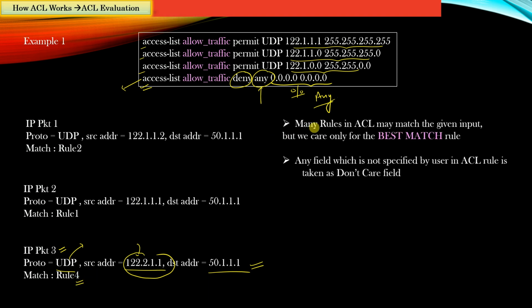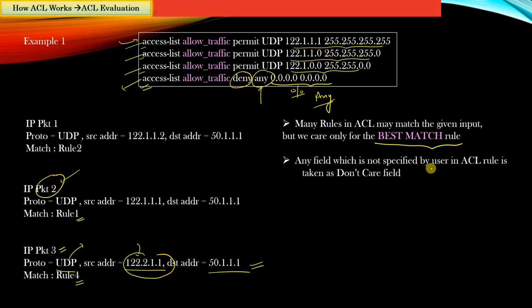So here many rules in the access control list may match the given input. As I said, the packet number 2 matches with the ACL rule number 1, ACL rule number 2 and ACL rule number 3, but we care only for the best match rule. So it was the rule number 1 which was the most specific, and it was the rule number 1 which was considered as the rule which matches the packet number 2.